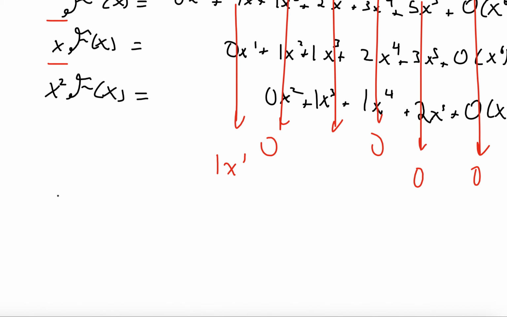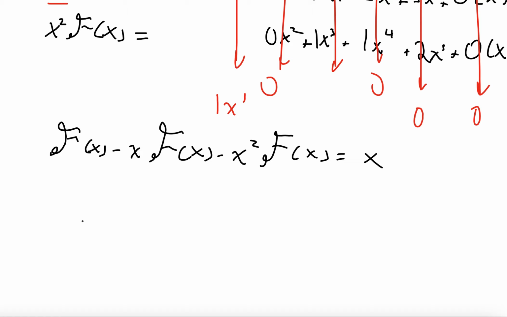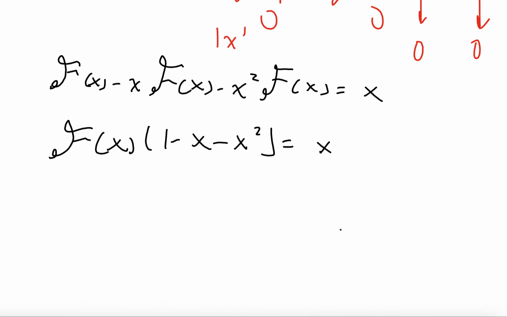And so this means that curly f of x minus x f of x minus x^2 f of x is equal to x. And by factoring out f of x, the curly f of x, right, we get (1 minus x minus x^2) times f of x equals x. And therefore, ladies and gentlemen, the Fibonacci sequence generating function closed form is x over 1 minus x minus x^2.